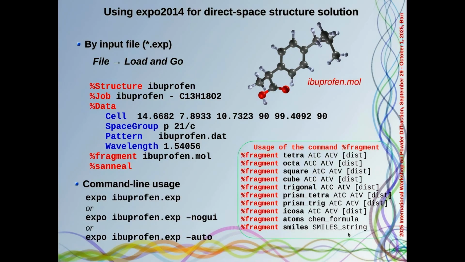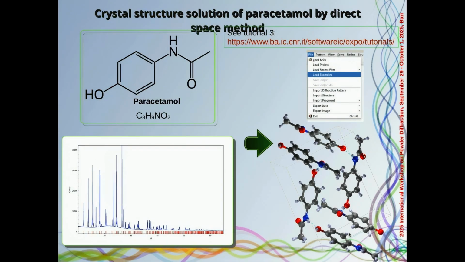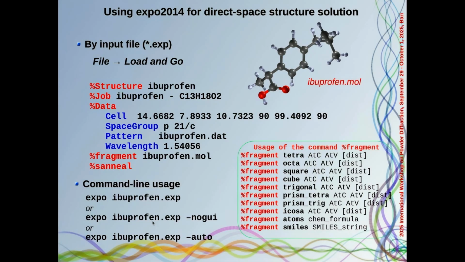Remember that you can run the program without the graphic interface. If you run the program using MPI, the graphic interface is automatically suppressed. But if you want to run the program without the graphic interface, for example on a remote computer, you have to add the option -no GUI.